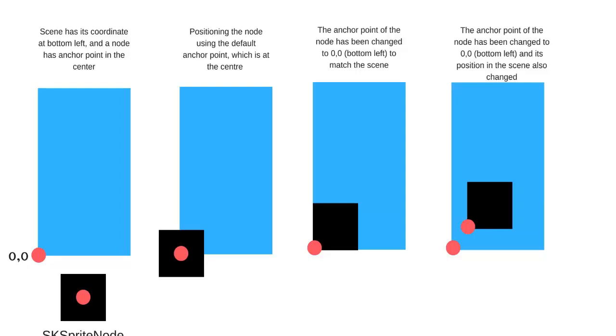Okay, then here I'm changing the position. So the anchor point of the node has been changed to 0, 0, and its position in the scene also changed. Instead of accepting the default position, there are two properties of any node that you can change. You can change the anchor point, where here I've changed it to the origin, CGPoint.zero, and then I change the position so that the X starts at a different value and the Y starts at a different value. So let me go to the Xcode project to explain this by code.